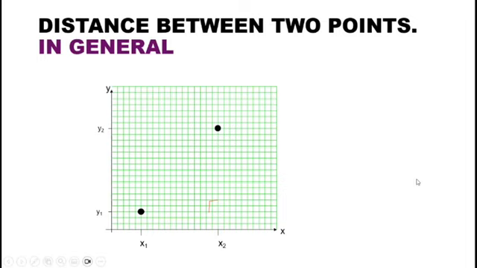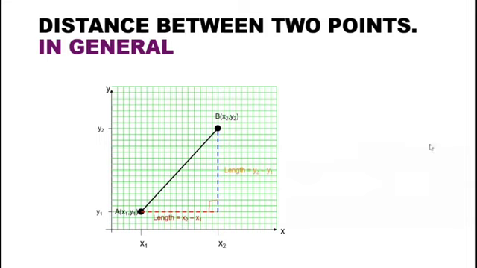Using this concept, we can derive a general rule for finding the distance between 2 points. So let's say that we are given the 2 points A with coordinates (x1, y1), and B with coordinates (x2, y2). We are asked to find the distance between these two points, A and B. Then, using the concept of Pythagoras, we can form a right angle triangle. And this horizontal distance is going to be the difference between the x values, so x2 minus x1. And the vertical distance is going to be the difference between the y coordinates, which is y2 minus y1.